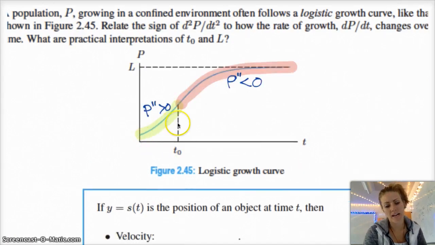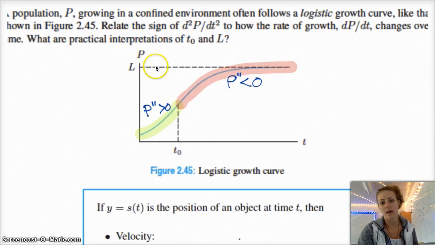So in this case, I highlighted where the function is concave up, right here, before t0, and then it's concave down after t0. If you think about a population, it will start increasing really quickly, but then something happens where it has to level off. There's only so large a population that most environments can sustain. So usually there's a limiting population where you use all the resources that are available and the environment can't sustain a population larger than that.